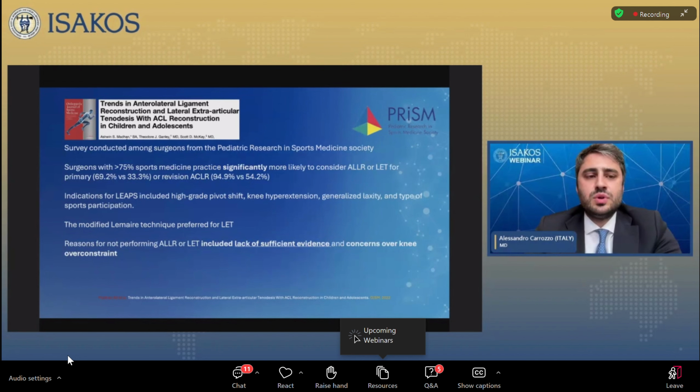In 2022, a survey was published on trends in adding a lateral extraarticular procedure to ACL reconstruction in children and adolescents. The study respondents were 87 surgeons within the Pediatric Research in Sports Medicine Society. And the survey revealed that surgeons primarily practicing sports medicine were significantly more likely to consider anterolateral procedure in conjunction with primary or revision ACL reconstruction.